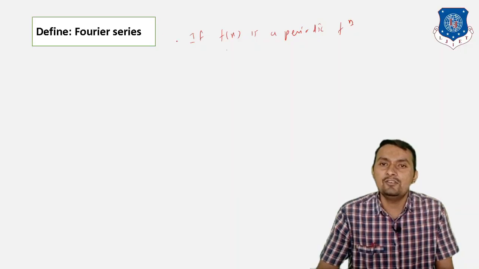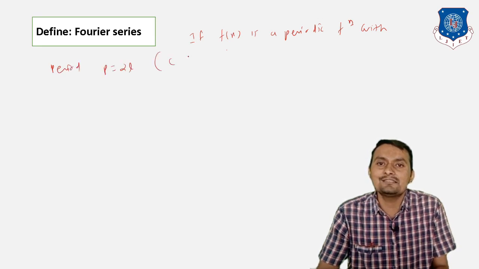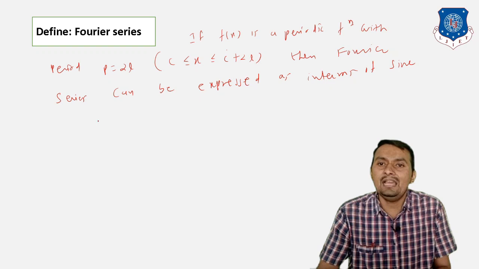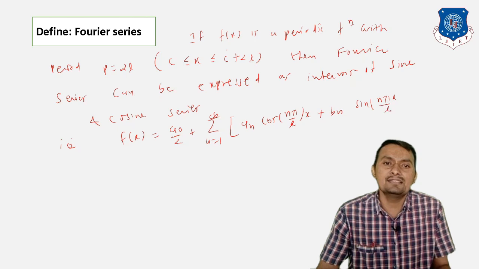Now look at the definition. First, Fourier series. If f of x is a periodic function with period p equal to L with the interval c to c plus 2L, then the Fourier series can be expressed in terms of sine and cosine series, and that is f of x equals a0 by 2 plus summation from 1 to infinity of an cos n pi x by L plus bn sin n pi x divided by L.